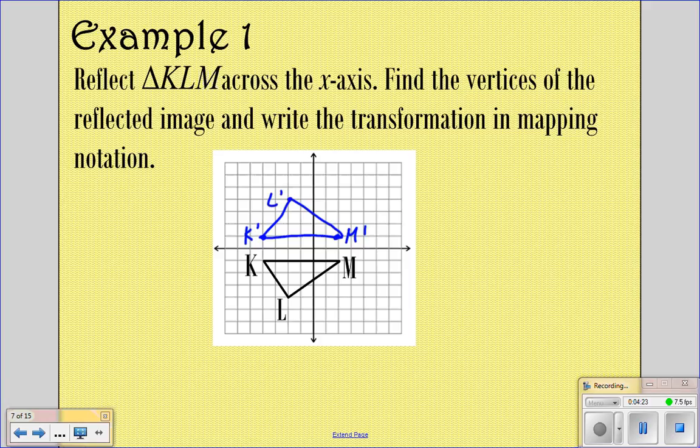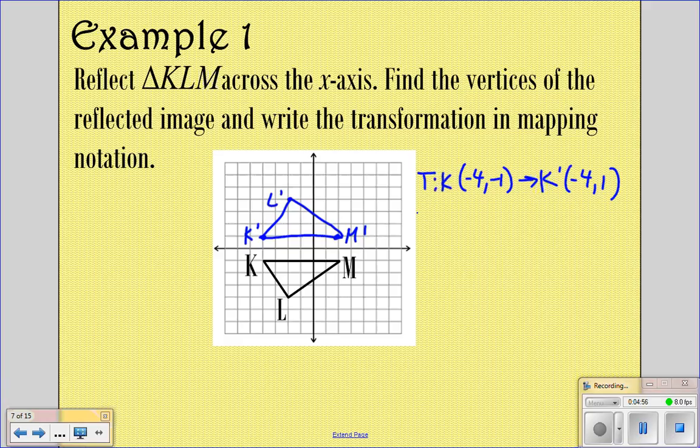And now it wants us to write the transformation in mapping notation. So here's what you do for mapping notation. We transformed point K, which was at -4, -1. That was the point, 1, 2, 3, 4, and down 1. And it went to K prime, which is at -4, 1. So we started with this point and we transformed it into K prime.